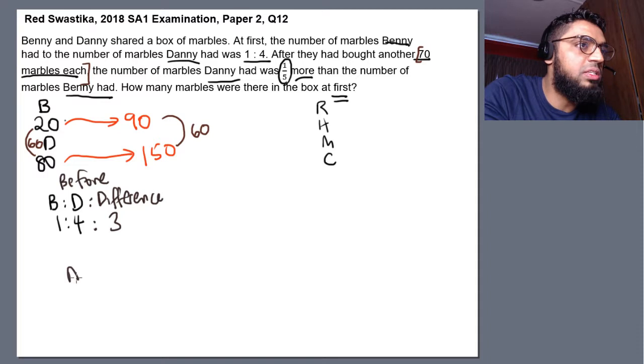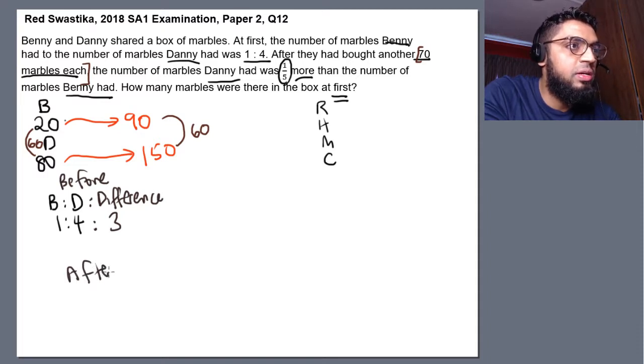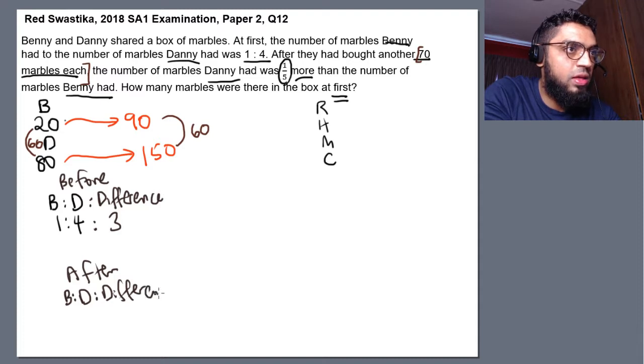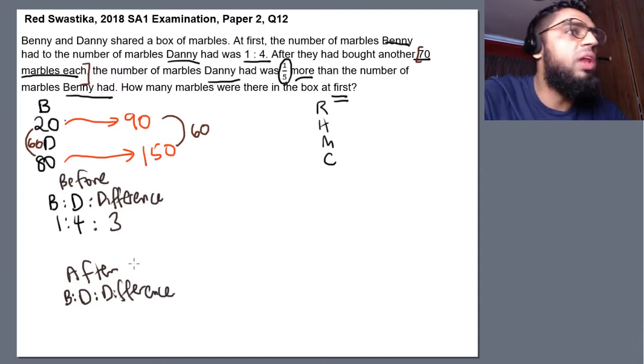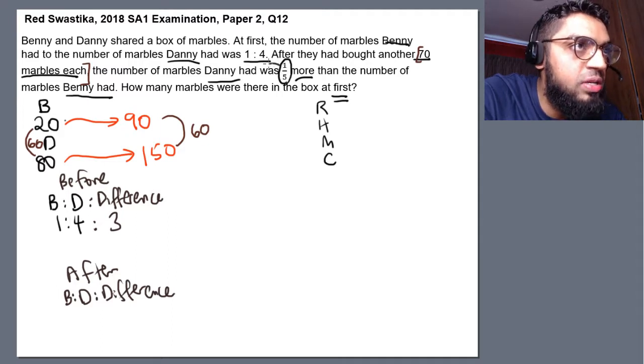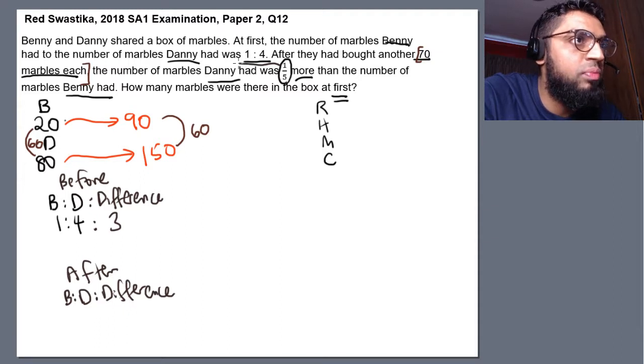Now in the after case, they each bought some marbles. I can also come out with a ratio between B and D, and later on the difference as well. So now in the after case, what happened was that Danny had 1/5 more than the number of marbles Benny had. So 1/5 means, how do you determine what is the ratio for the after case? This one unit will belong additionally to Danny.